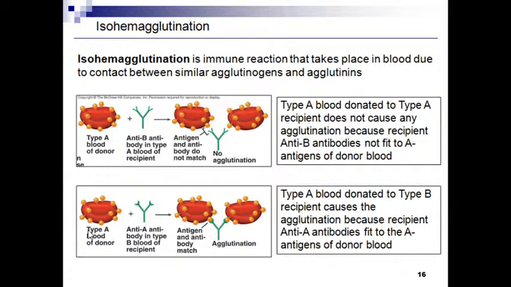The second variant, type A blood donated to a type B recipient. They will be incompatible because it causes agglutination, because the recipient's anti-A antibodies, alpha antibodies, will fit the A antigen of erythrocytes. And in this case, agglutination will be present.